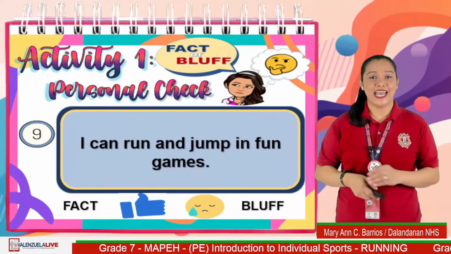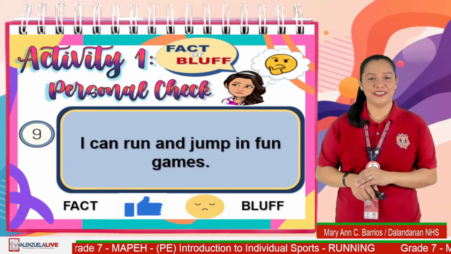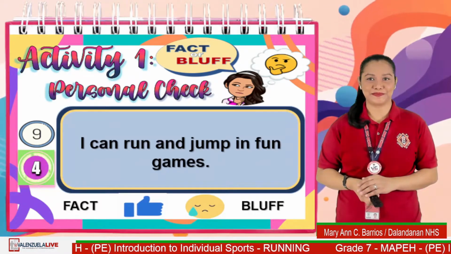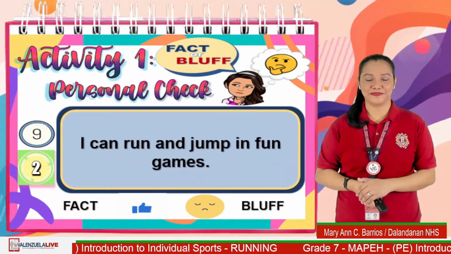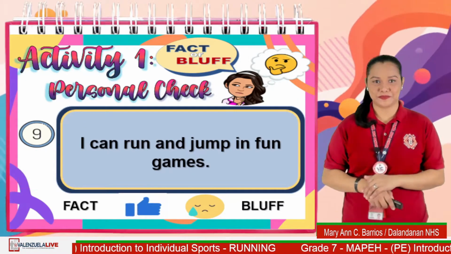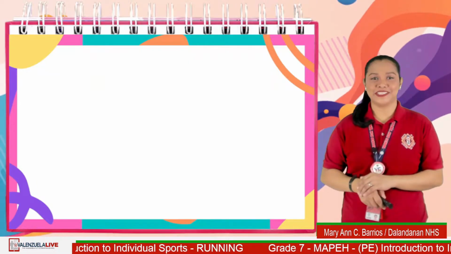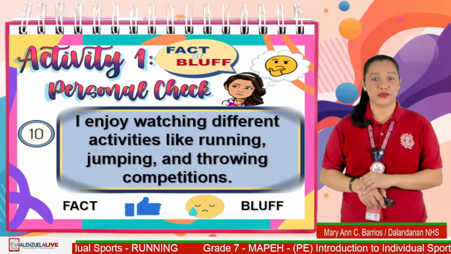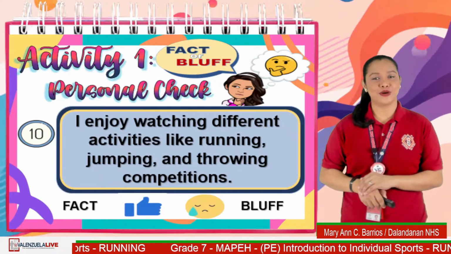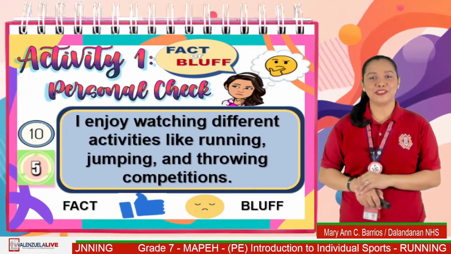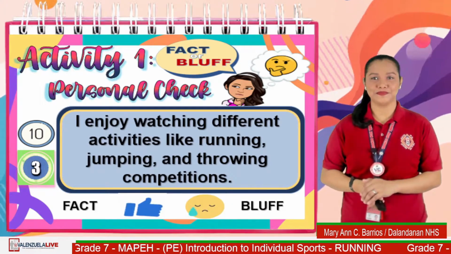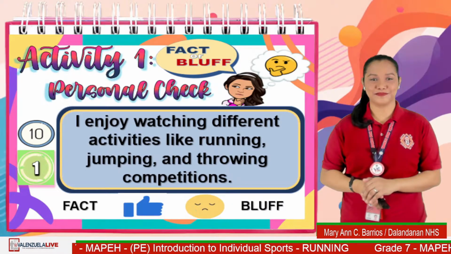Number 9. I can run and jump in fun games. Timer starts now. Time is up. Last number 10. I enjoy watching different activities like running, jumping, and throwing competition. Timer starts now. Time is up.